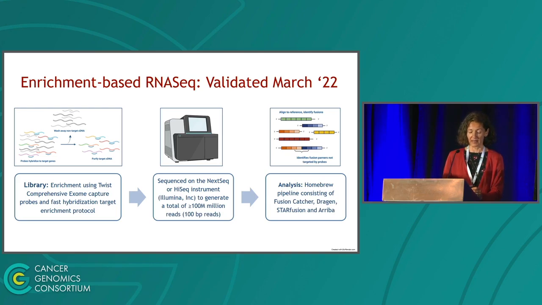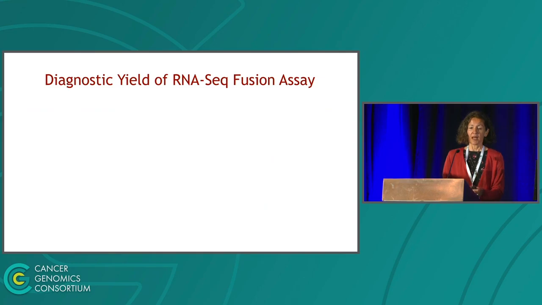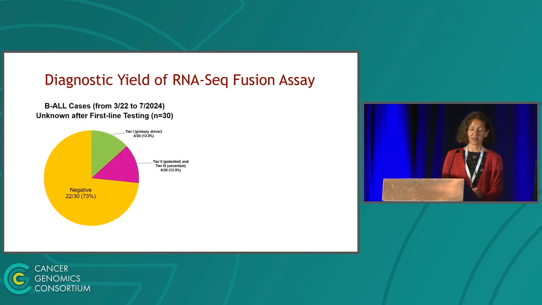So we obviously applied it to our BLL cases as well. And we were excited to see what that would do to our diagnostic yield. Is it going to help us to close that gap of about 15% of unknown cases? However, it was a very disappointing result. In our first 30 unknown cases where we used a fusion assay, we detected only 4 oncogenic fusions that are primary drivers and define a subtype. There were 4 more cases that had fusions of potential significance, or VUS fusions, and then the majority of the cases remained negative, 22 out of 30.